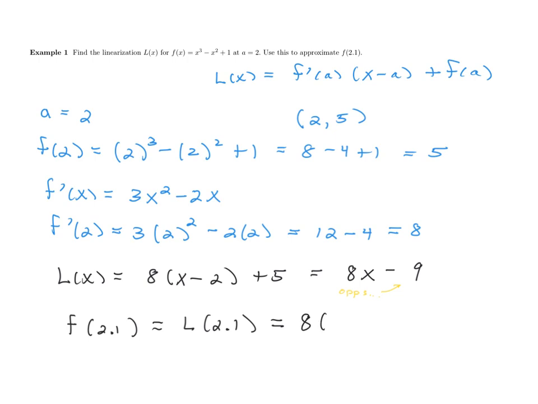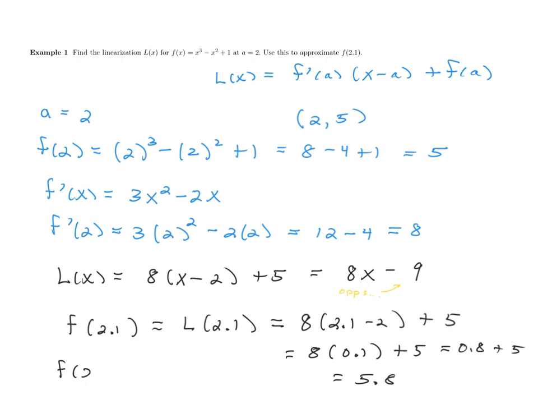So that's 8 times 2.1 minus 2 plus 5. That's equal to 8 times 0.1 plus 5. That's 0.8 plus 5, and that is 5.8. So what is f of 2.1 approximately equal to? 5.8.